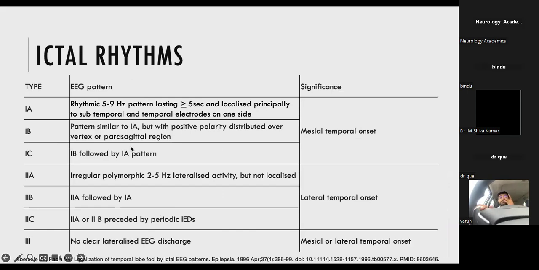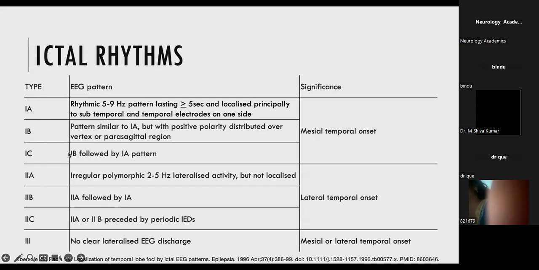Initially, ictal rhythms were described by Ebersole and Pacia. They classified them into type 1, type 2, and type 3. Types 1 and 2 are classified into subtypes A, B, and C. Type 1A is a rhythmic theta frequency rhythm, 5 to 9 hertz, which lasts more than 5 seconds and is localized mainly in the subtemporal and temporal leads on one side, and it is strongly associated with mesial temporal lobe epilepsy.